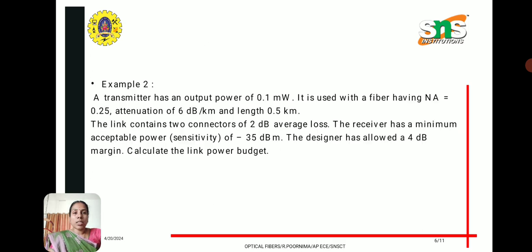Next we shall consider another example where a transmitter has an output power of 0.1 milliwatt. It is used with a fiber having a numerical aperture of 0.25, attenuation of 6 dB per kilometer, and a length of 0.5 kilometer. The link contains two connectors of 2 dB average loss. The receiver has a minimum acceptable power of minus 35 dBm, and the designer has allowed a 4 dB margin. Calculate the link power budget.